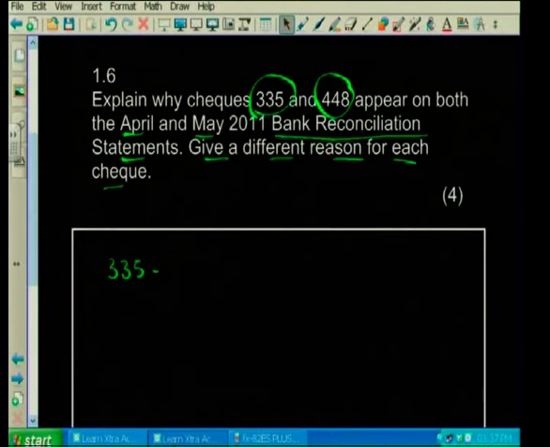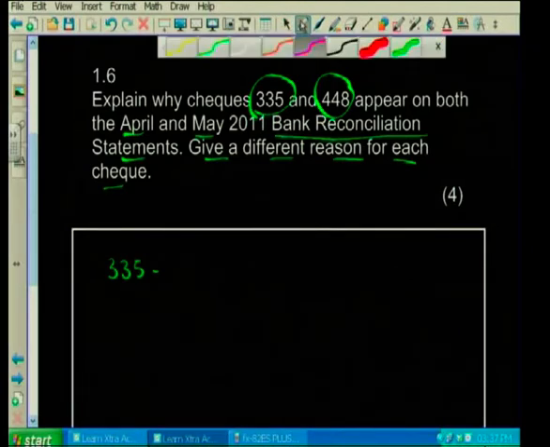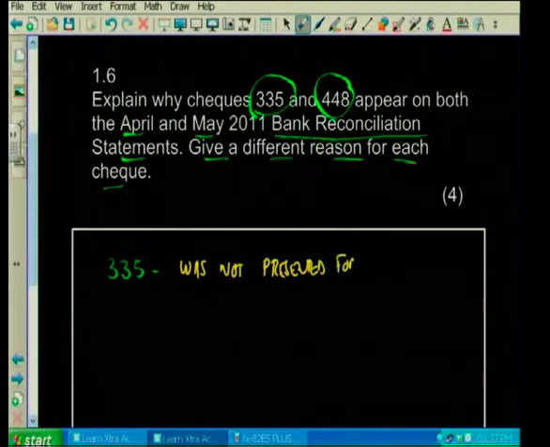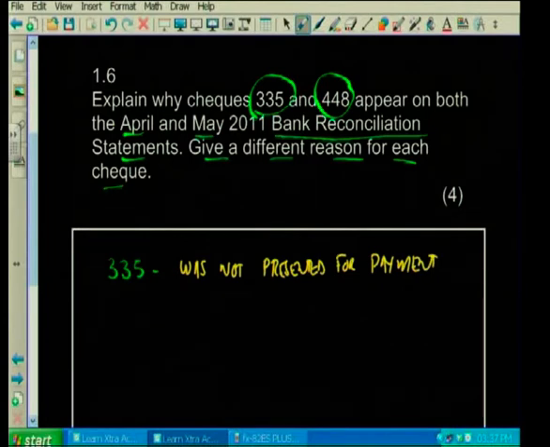So therefore, what do we say? We say check number 335 was not presented for payment. In other words, we deal with it like an outstanding check. It's a current dated check, and the only thing is that the payee did not present it for payment. That's the only reason. Let's look at another one.